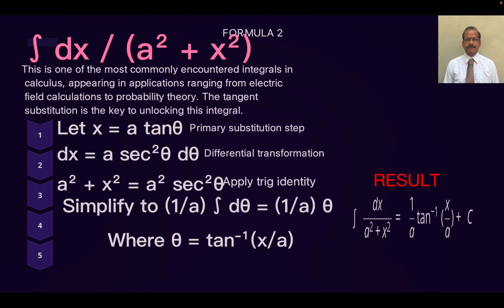Now it is simplified to 1 by a of integral d theta, which is 1 by a of theta, and theta is tan inverse x by a, therefore you get the integral dx by a square plus x square equal to 1 by a tan inverse x by a plus constant of integration, that's c. Okay.